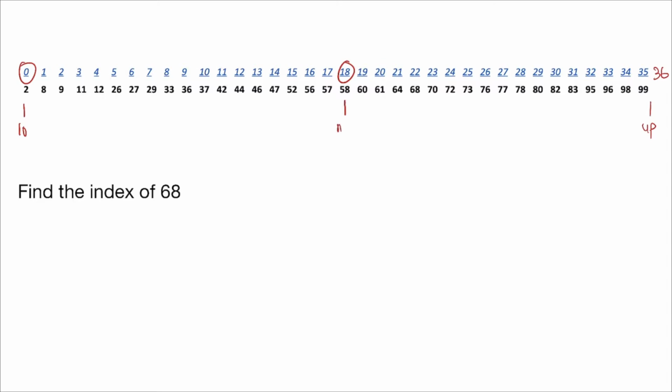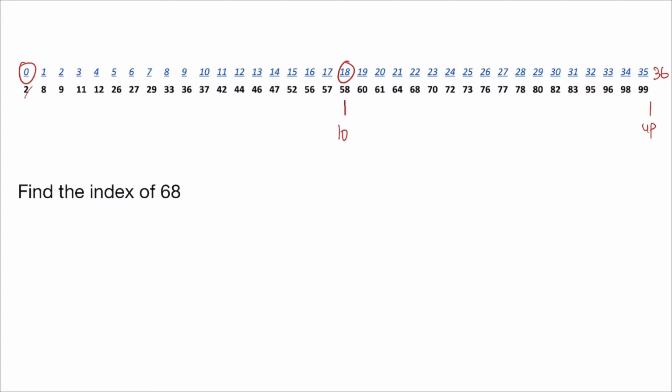So here's our middle, and we ask ourselves, is 58 the element we want? Well, 58 is not the element that we want. So is 68 greater than 58 or is it less than 58? Well, 68 is greater than 58. So we're going to adjust our lower bound. Now our lower bound is going to appear here.